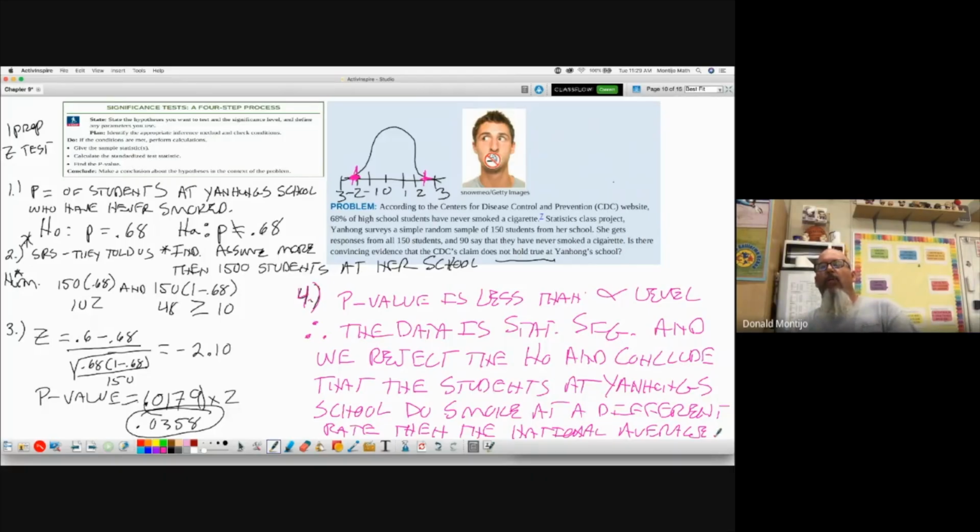All right, so we looked at one-sided alternatives and two-sided alternatives. But so far, we've really only been focusing on categorical data, proportions.